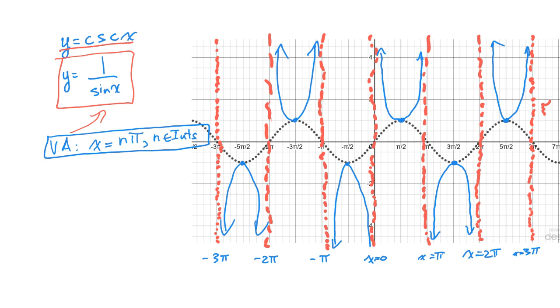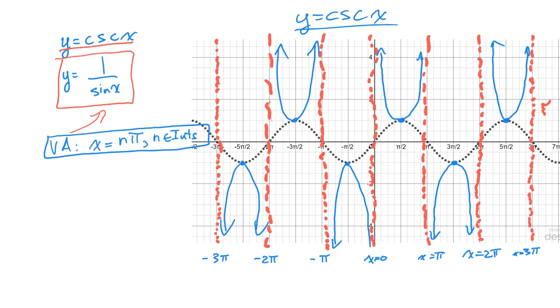So for y is equal to cosecant of x, we have our graph looking exactly like this. If we wanted to graph the other one, you can do that as an exit task for your class.